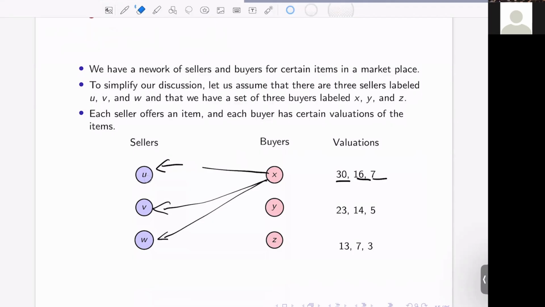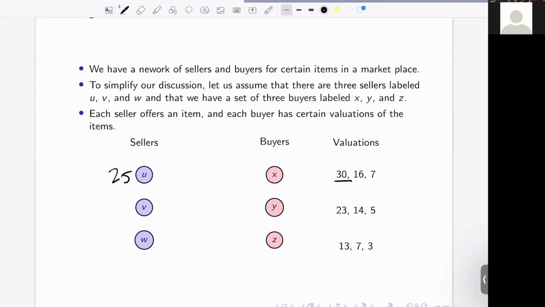So in other words, let's say if the price of U is 25, then X will be willing to buy this item even if paying the price of 25, because its valuation is 30, which is 5 larger than the price 25. But for buyer Y, its valuation is 23 for U. Thus the price is higher than its own valuation, so Y doesn't have an incentive to buy item U. Something like this.